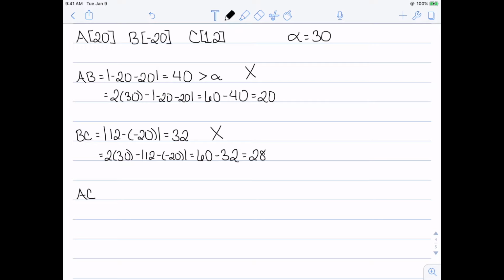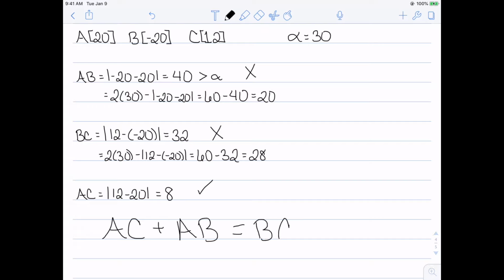Finally, we have A and C. We start with the absolute value of 12 minus 20, which is equal to 8, which is less than 30. So that one works. So now I have all 3 of my relations, and we can see that the distance between A and C plus the distance between A and B is equal to the distance between B and C. So that tells us that we actually have the relation BAC.